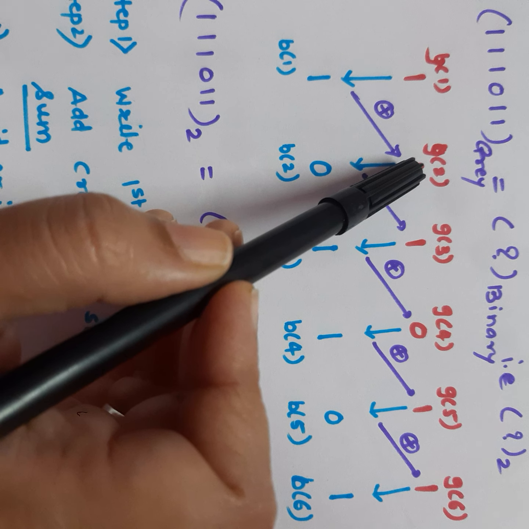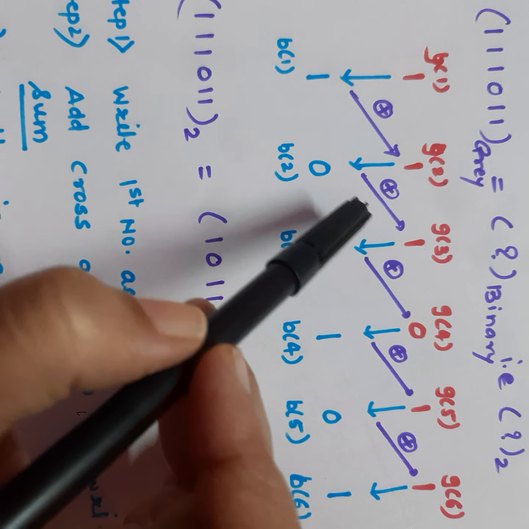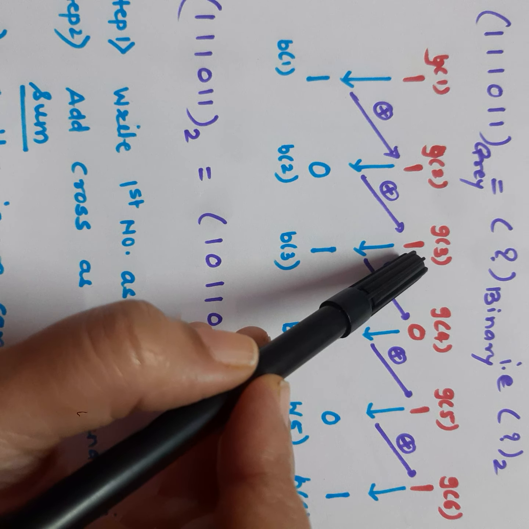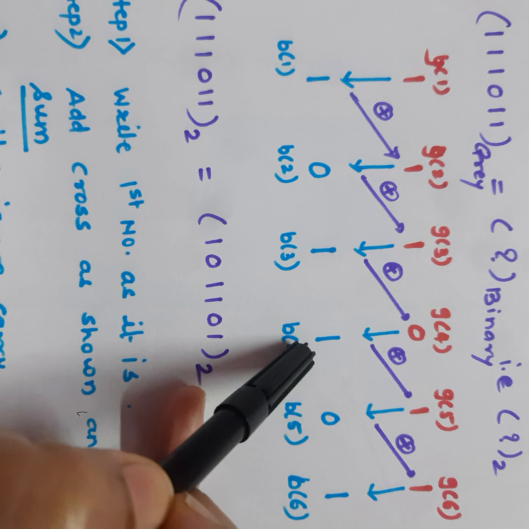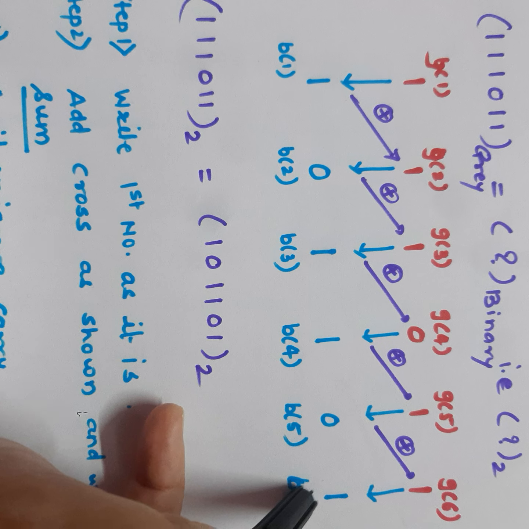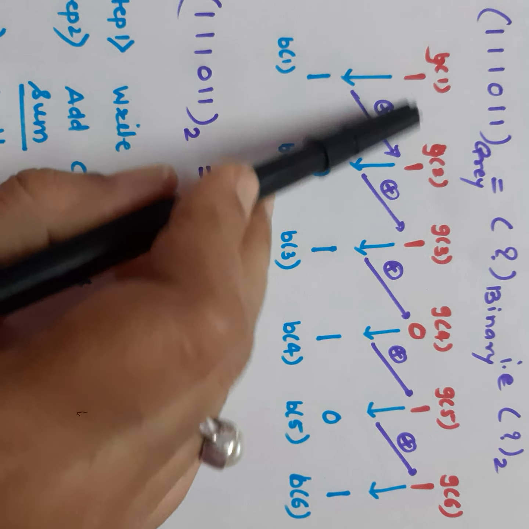Again here also you have to neglect the carry. What is my answer? It is 0. Now again this 0 is cross added with this 1. 0 plus 1 will be what? 1. 1 plus 0 will be what? 1. 1 plus 1 is 0. 0 plus 1 is 1. So this is how I am getting the binary number from this gray number.